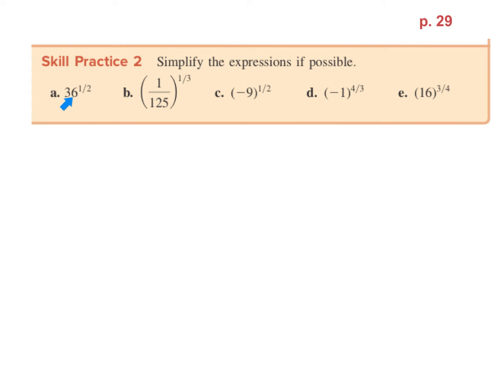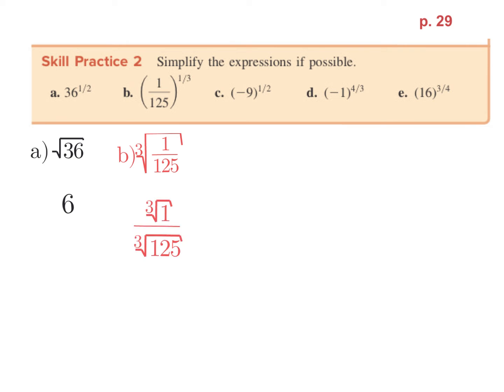What does this really mean? 36 to the 1/2 power? Square root of 36. That is correct, which is what? 6. Easy peasy. Okay. What does this really mean? 1 over 125 to the 1/3. Cube root of 125. Okay, this is what that really means. What is the cube root of 125? Yeah, so cube root of 1 is 1, cube root of 125 is 5, which is what you really do here, so that is 1/5.